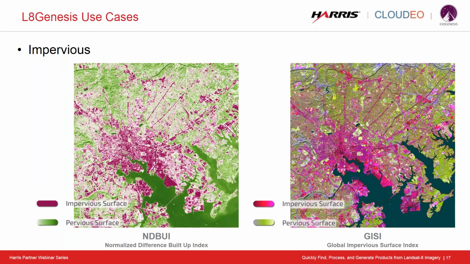The next one is our impervious surface example. So we have the NDBI, which is the Normalized Difference Built Up Index. And on the right, we've got the Global Impervious Surface Index. So again, they're both returning fairly similar results, but the GISI side tends to be slightly more sensitive to differentiating things like bare soil or rock, which a lot of times will show up as impervious in the NDBI. The GISI is a little more finely tuned to exclude that sort of thing.